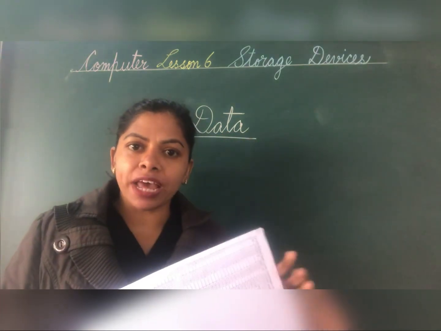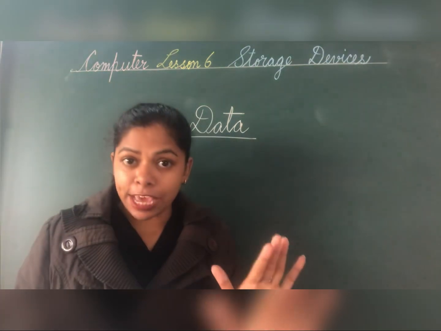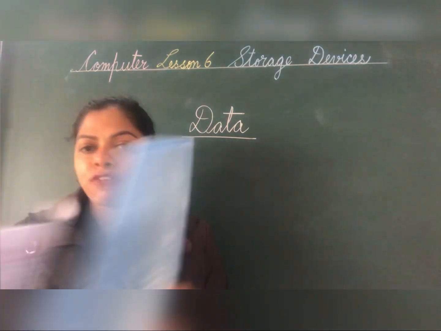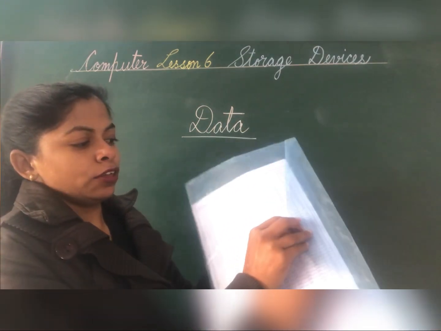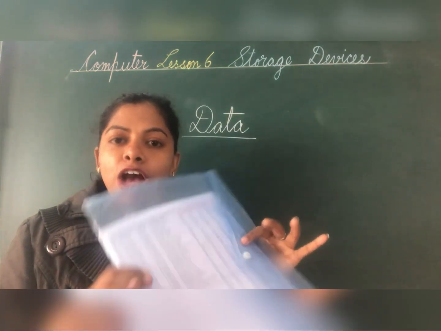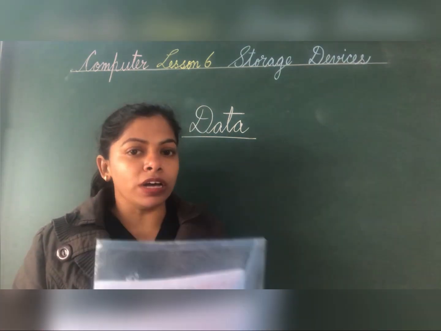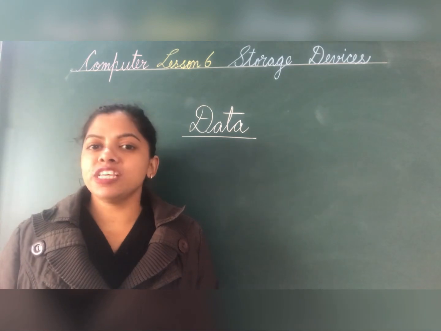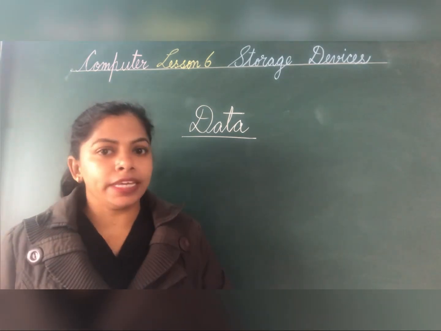Now children, what I have to do, I will keep my data safe in one file. I will store my data in this file. Okay, now my data is safe. In the same way children, the computer also works. Now children, what is the spelling of data? The spelling of data is D-A-T-A, data.